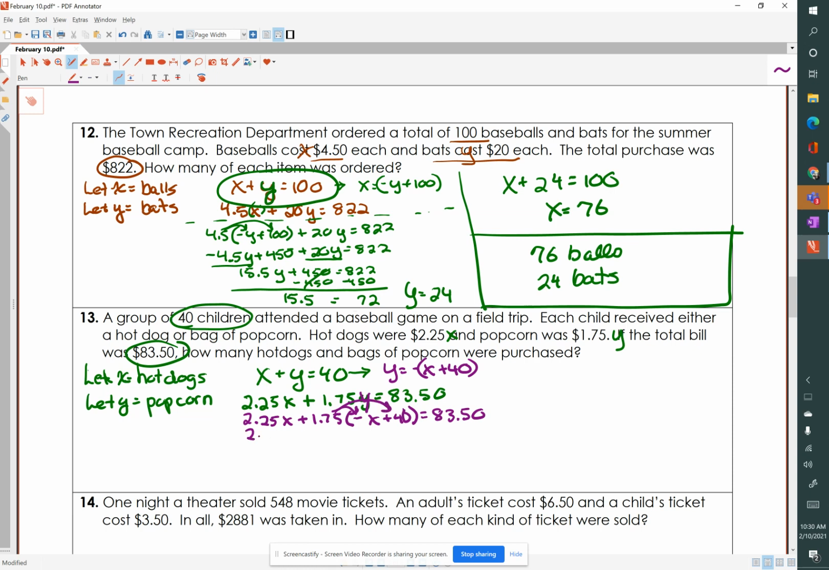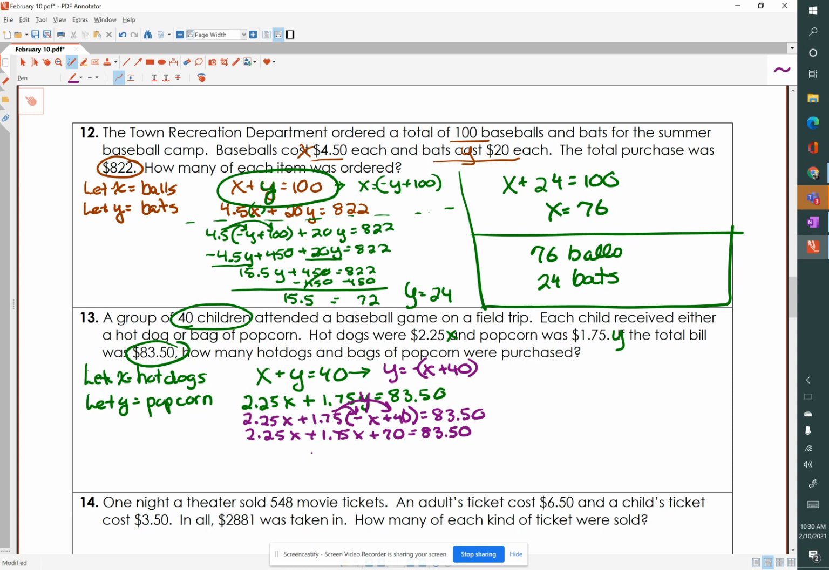So now we distribute. So we have 2.25x minus 1.75x plus 1.75 times 40, which is positive 70, equals $83.50.